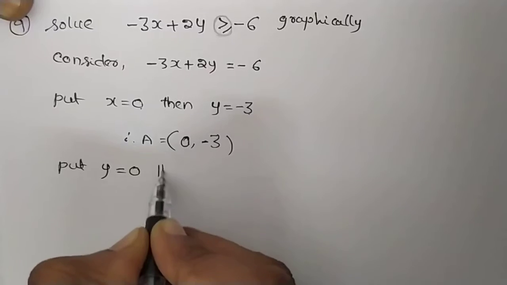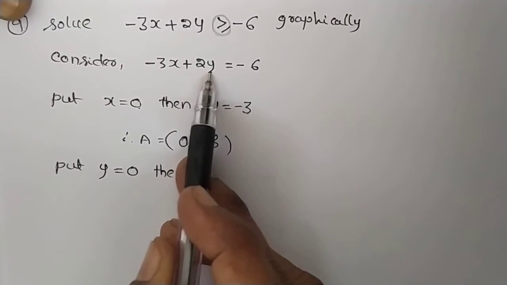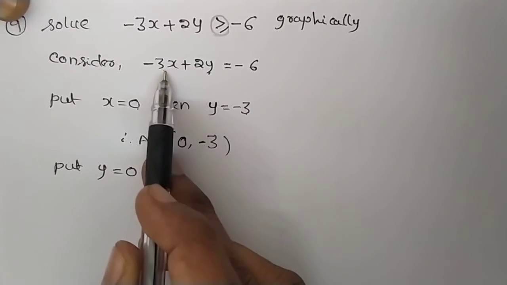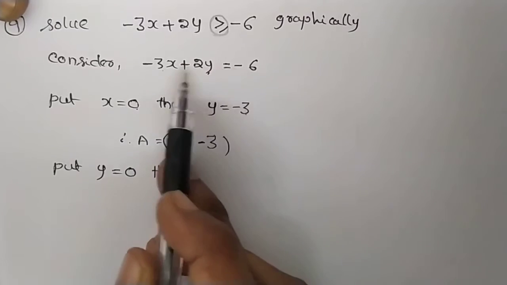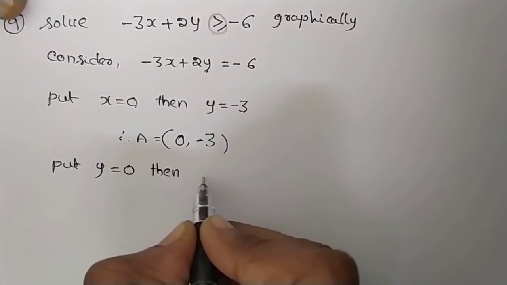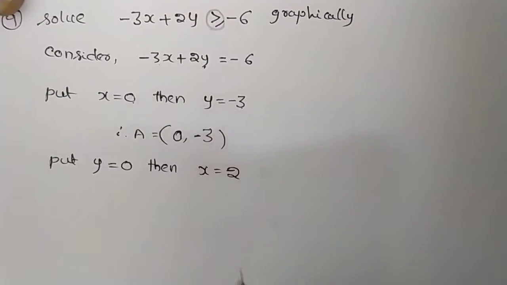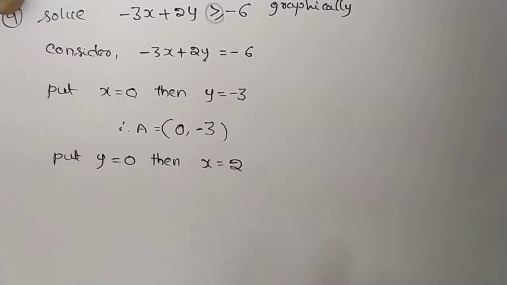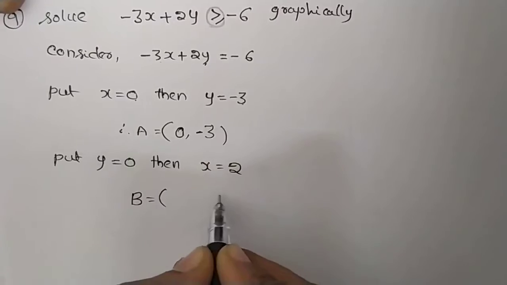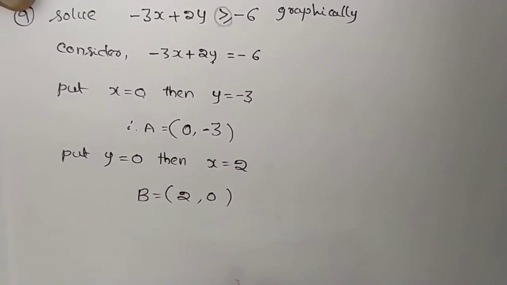Next, put y equals to 0. Then if we put 0 in place of y, what will we get? Minus 3x plus 0 equals to minus 6. Then minus 3x equals to minus 6. Minus 3 twos are minus 6, so x equals to plus 2. Therefore, the point B will be x comma y, 2 comma 0. Do you understand?